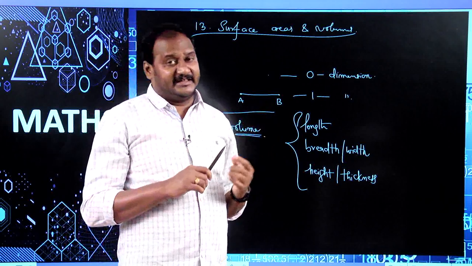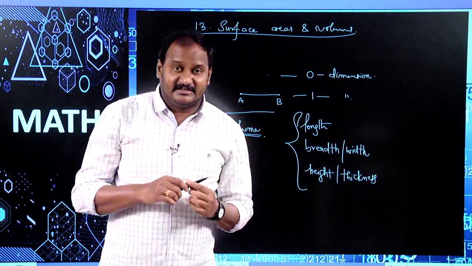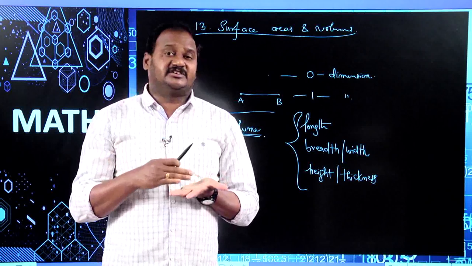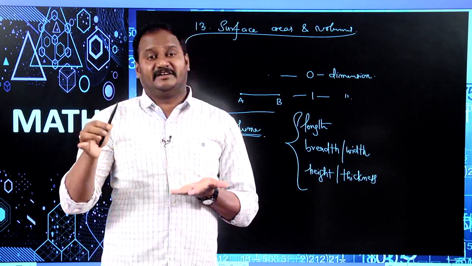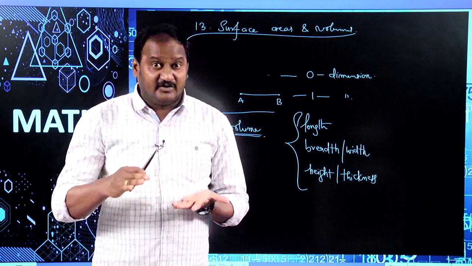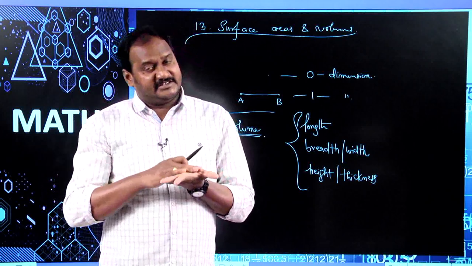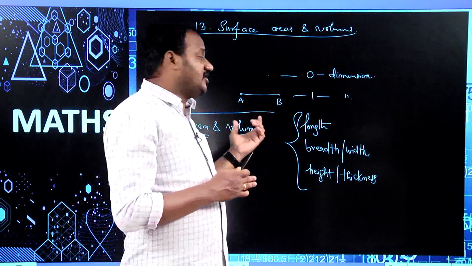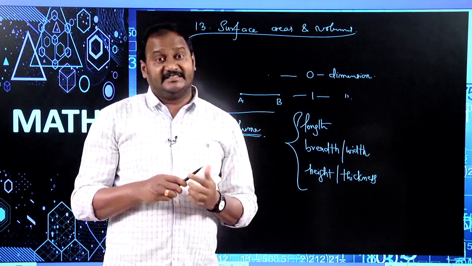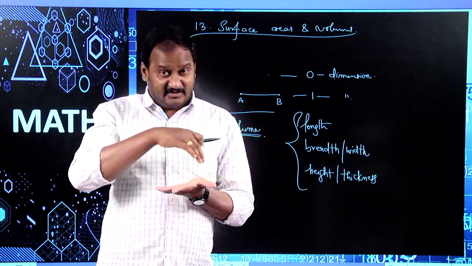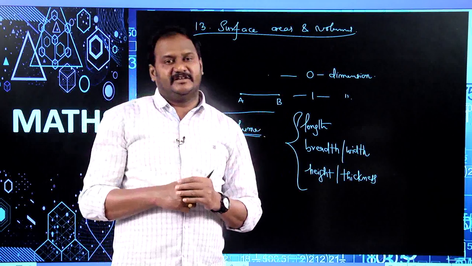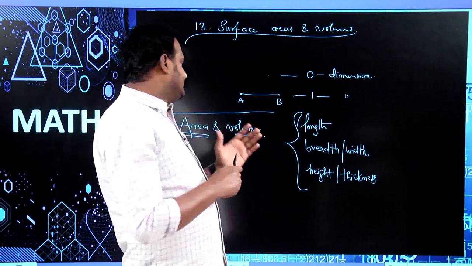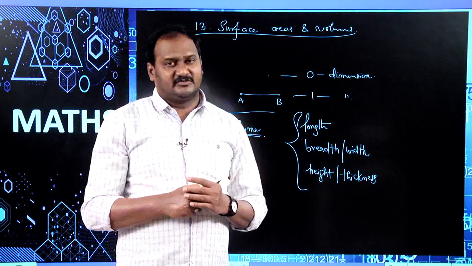And what do you mean by area? Area is nothing but the region occupied by any plane figure on only the surface of an object. So, the region occupied by any solid in space is said to be the volume of the solid object. That is the difference between area and volume.